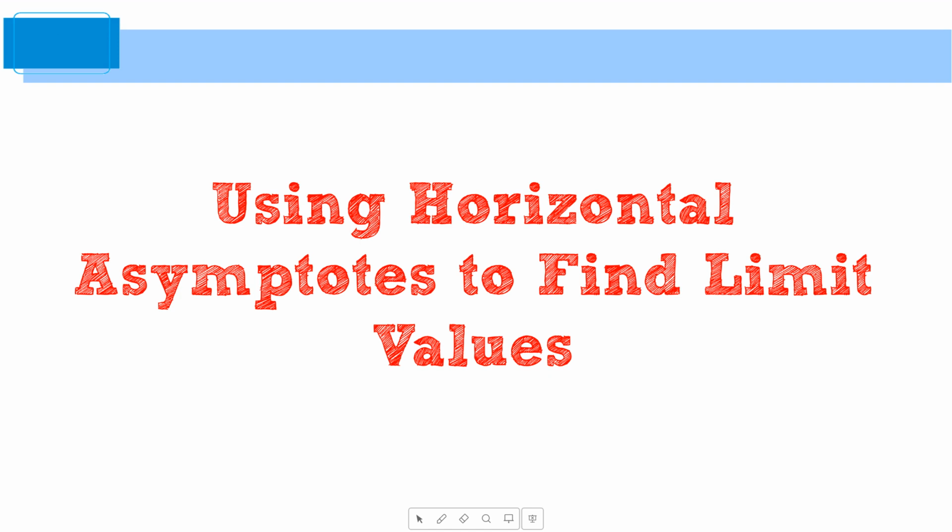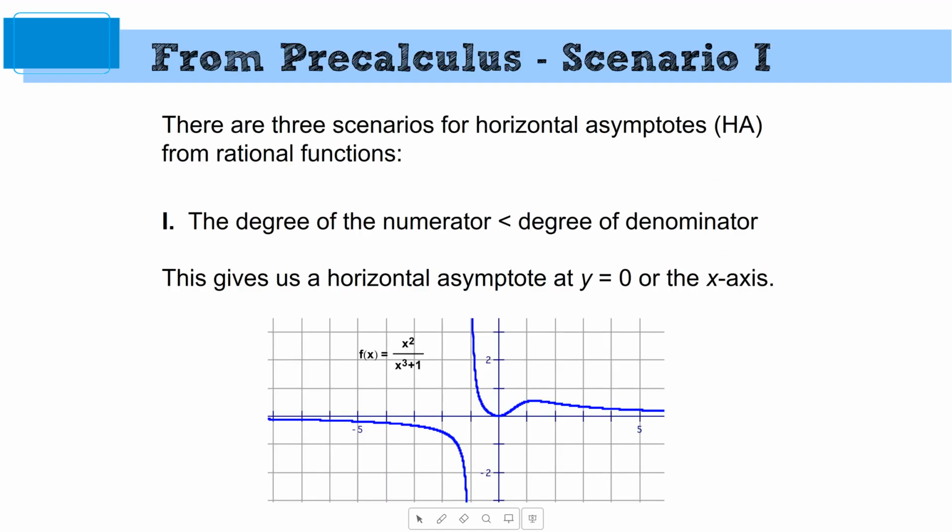You probably didn't hear any of that, but I'll go through it. So there's scenario number 1. If the bottom is heavy, then the line is steady at y equals 0. In other words, if the degree of the numerator is less than the degree of the denominator, it's going to be the x-axis, also known as y equals 0.